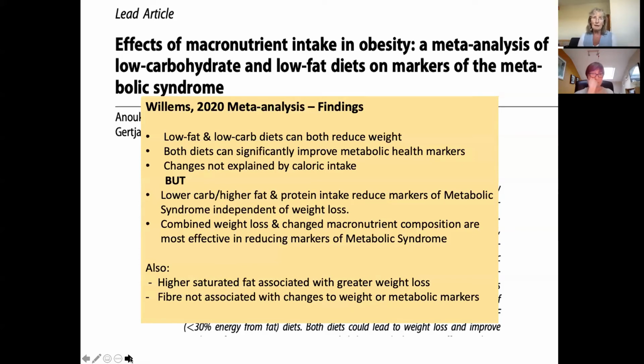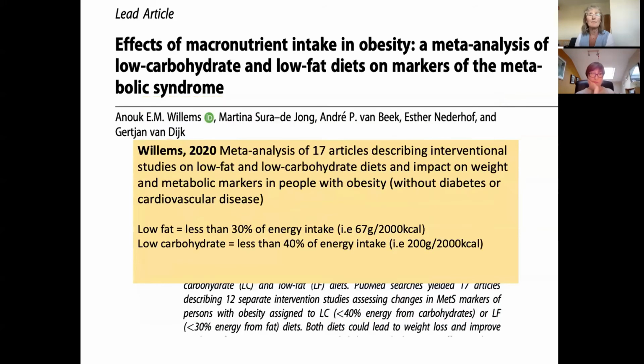Interestingly, they also found that the more saturated fat that was eaten, the greater the weight loss. I don't think they'd been specifically expecting to find that, but that was an incidental finding. And then they also found that fiber in the diet was not associated with any changes to weight or metabolic health markers. So that's quite a helpful piece of research, I think.